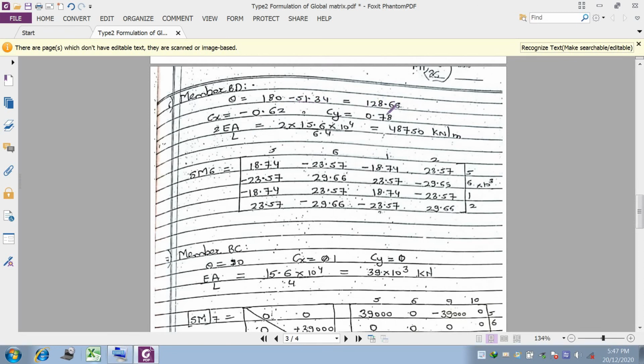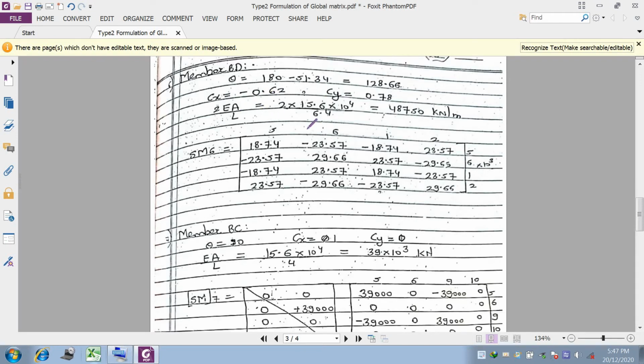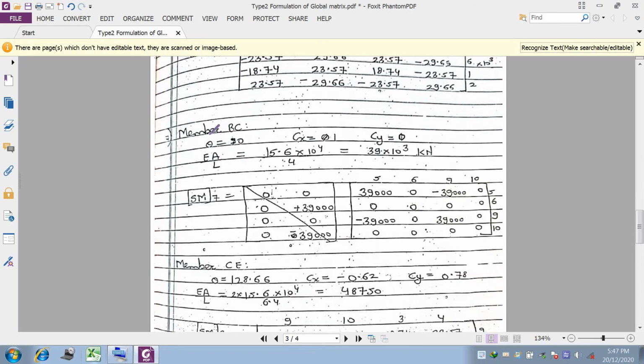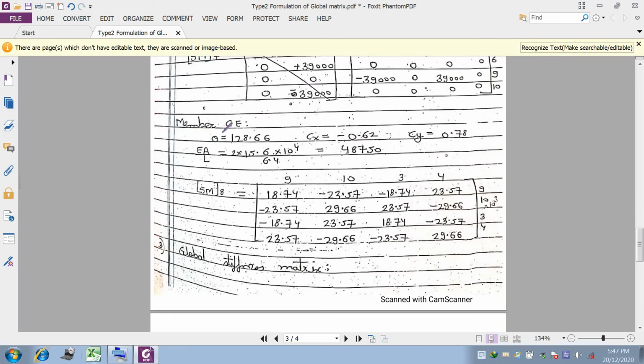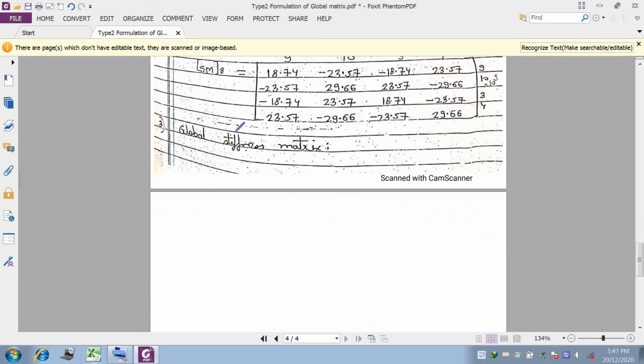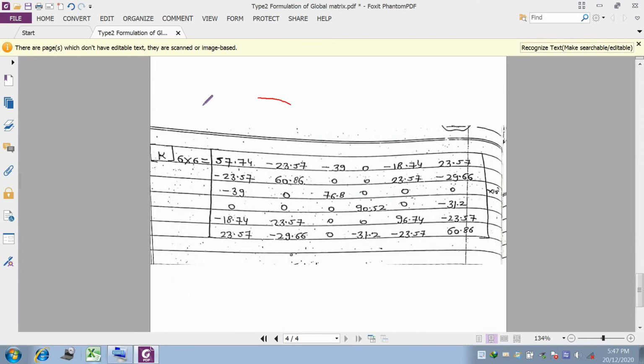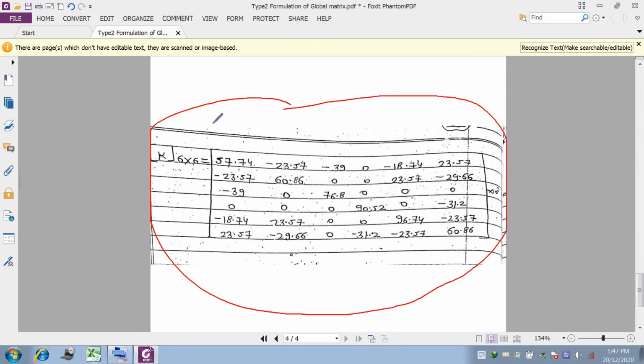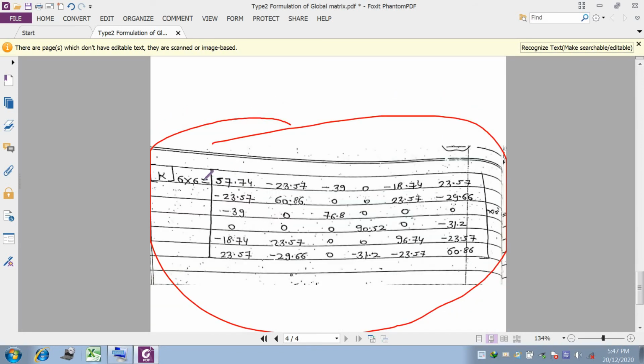This point you must understand. Then accordingly put the value of this theta in cos theta and sin theta, and you will get the answer. The rest of the procedure you know better. You have to calculate EA by L, then there is a 6 by 6 matrix; put these values in the respective coordinates of the matrix and you will get the structural matrix. Similarly, for member BC you can calculate, then member CE you can also calculate. Then the final and most important last step is this K matrix. K matrix is of 6 by 6.